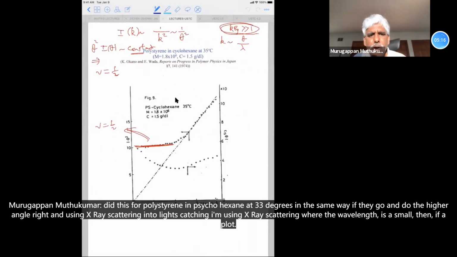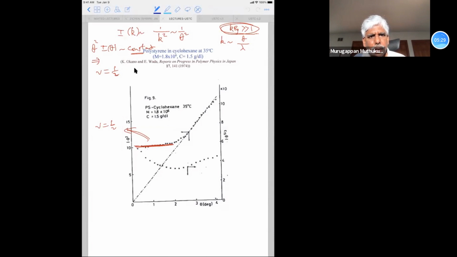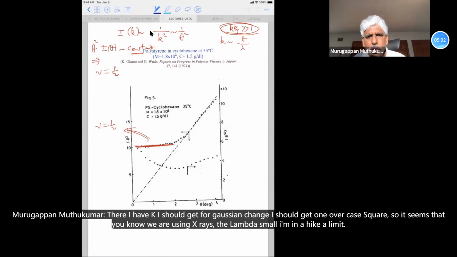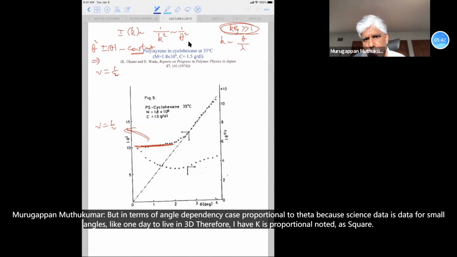In the same way, if I go to the higher angle using X-ray scattering instead of light scattering, where the wavelength is small, then if I plot I of k, for Gaussian chains I should get 1 over k squared. Since we are using X-rays, since lambda is small, I'm in the high k limit. But in terms of angular dependence, k is proportional to theta, because sine theta is theta for small angles, like 1 degree, 2 degrees, and 3 degrees. Therefore, I of k is proportional to 1 over theta squared.